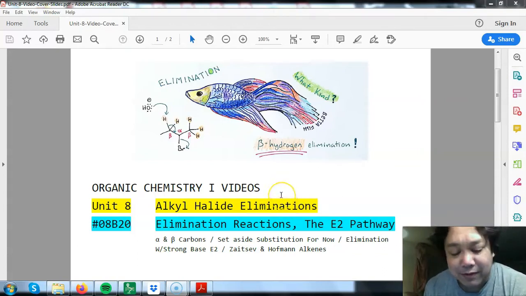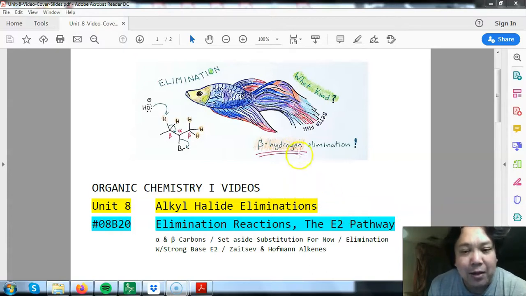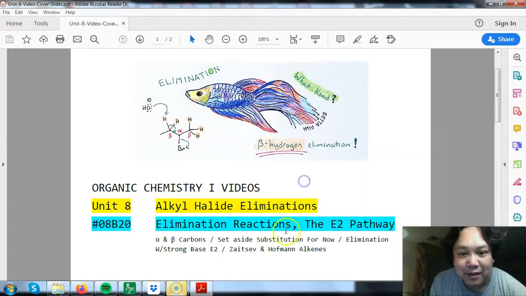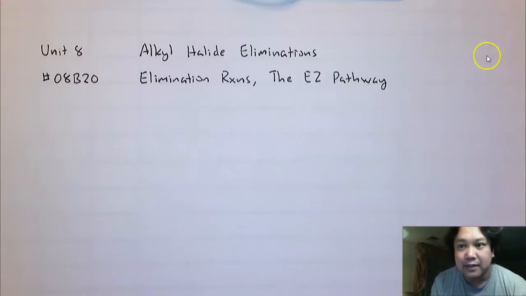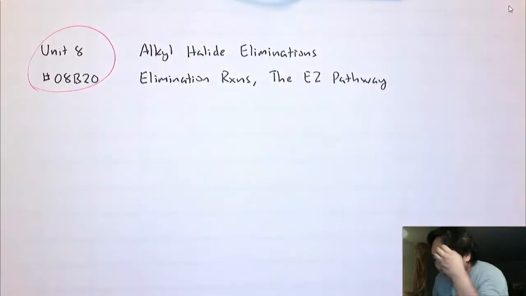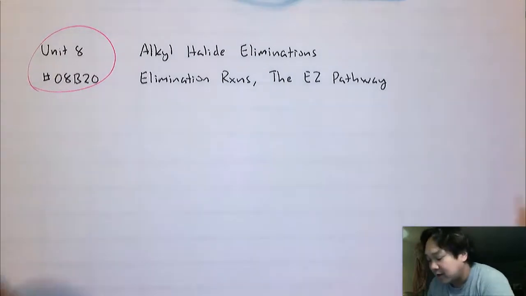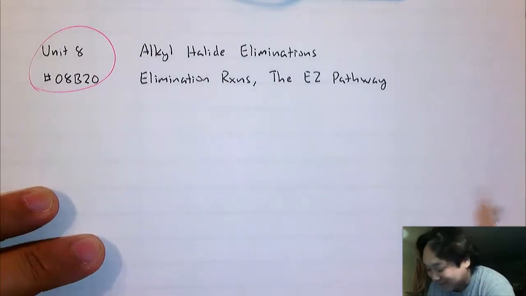Whenever you think about this unit, elimination, please also add beta hydrogen, because all the eliminations that you'll be doing are going to be beta hydrogen eliminations. Beta hydrogen eliminations. And that's why I drew a betta fish. Okay. Let us jump right into it. This is the first video for Unit 8, looking at alkyl halide eliminations.